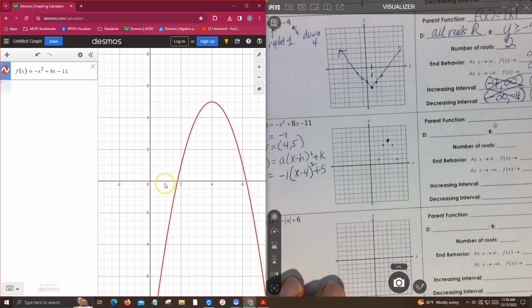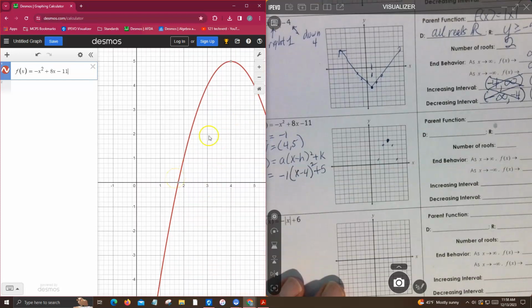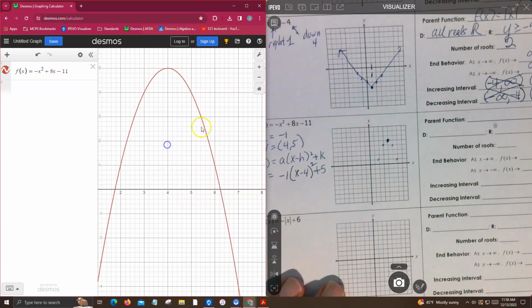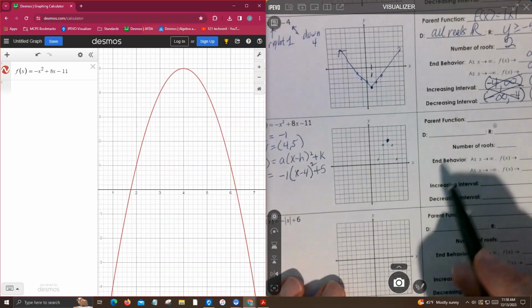What else can I read? Let me zoom in a little bit more. So 3, 4 I can read. 2, 1 I can read, 5, 4 I can read, and 6, what is that, 6, 1? 6, 1 I can read. So if you notice, that's the points I have.